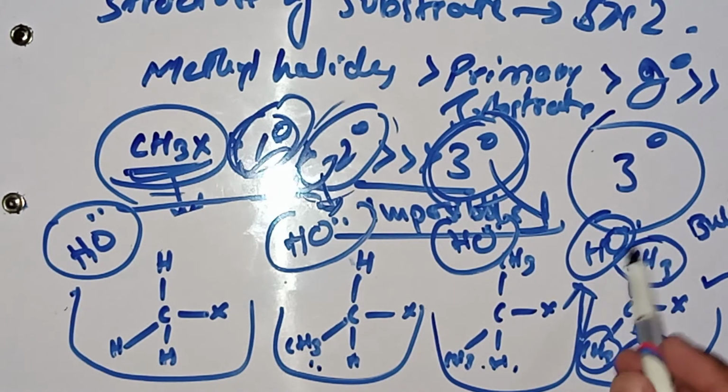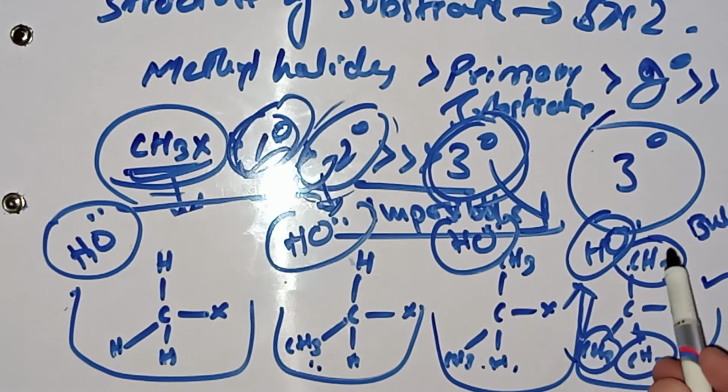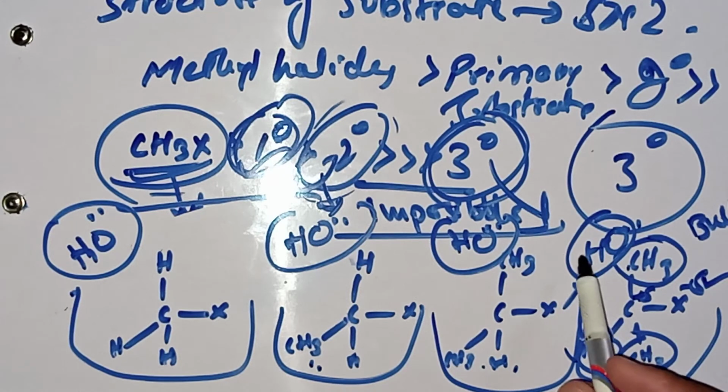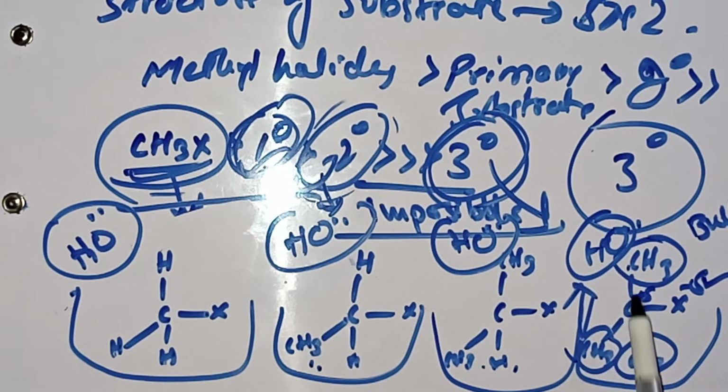So that's why, here, with more bulky groups, there is very strong repulsion to the nucleophile. That's why the nucleophile cannot approach the electrophilic carbon, which is polarized by the halide ion. So the nucleophile cannot approach this carbon effectively. That's why no reaction takes place in this beaker.